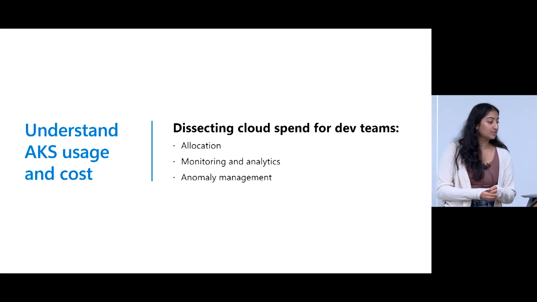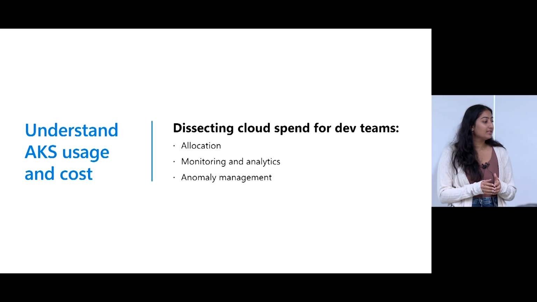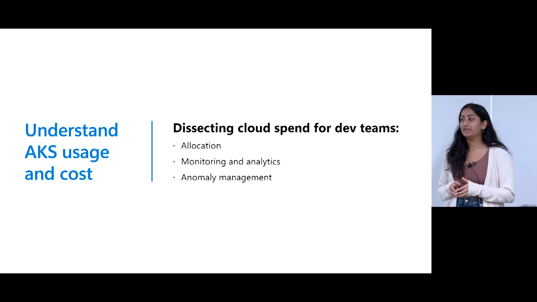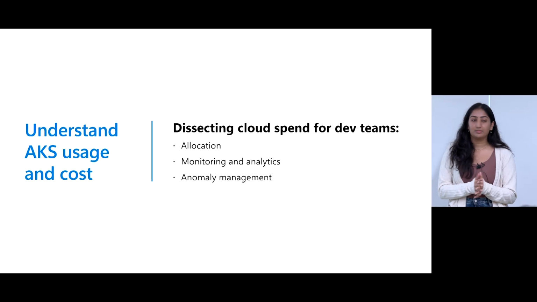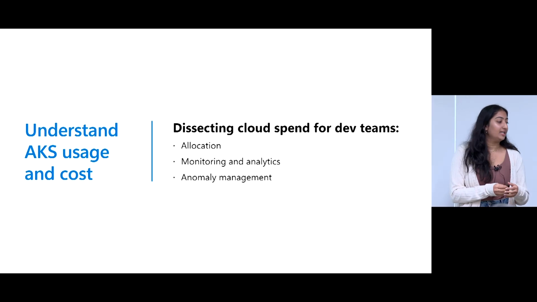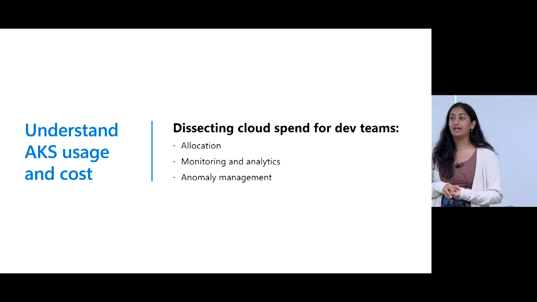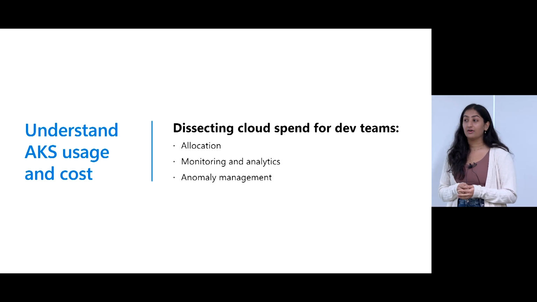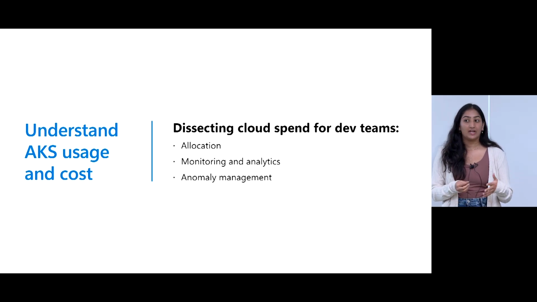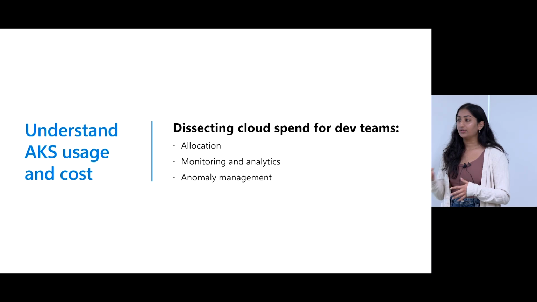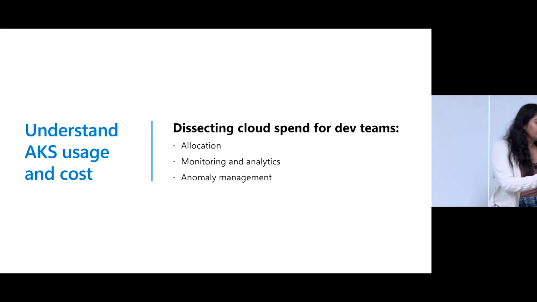So diving into the first point, we want to dissect cloud spend for dev teams specifically. This is not just an operator specific recommendation. So when it comes to allocation, monitoring analytics, and then managing anomalies, based on what kind of trends you notice in usage over time, how are you able to detect anomalies, and how can you automate different actions in order to reduce them when you come across anomalies.